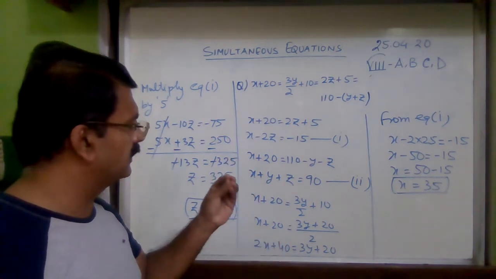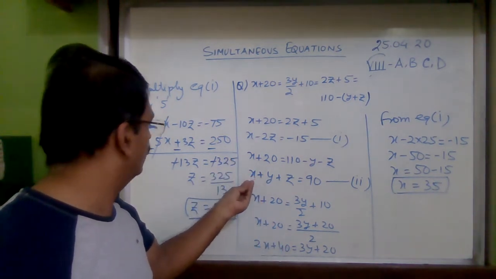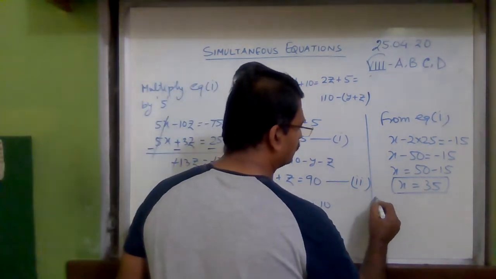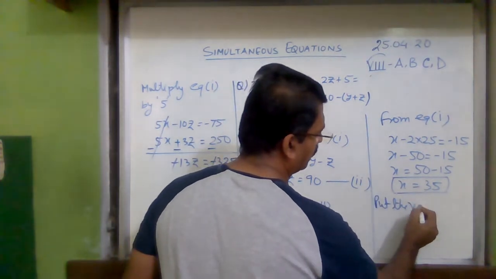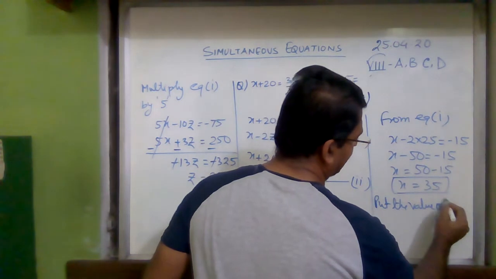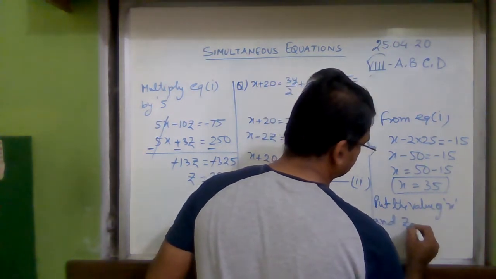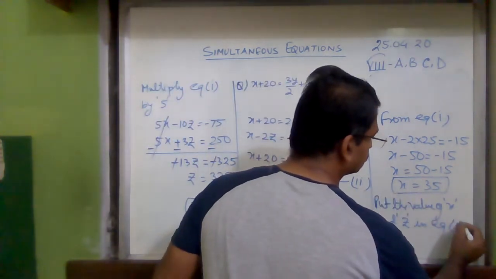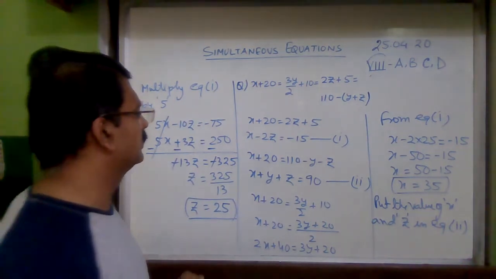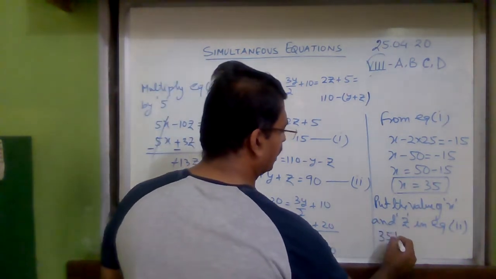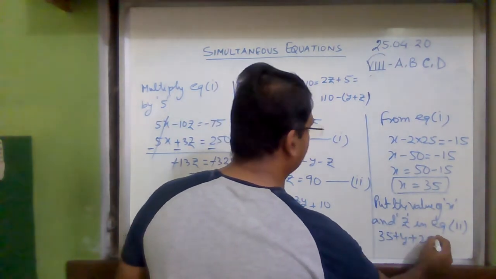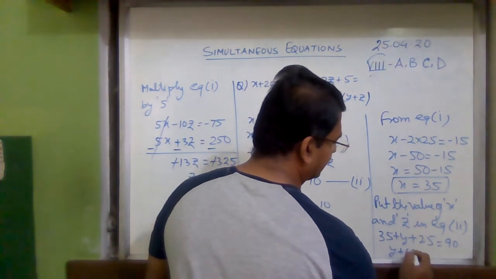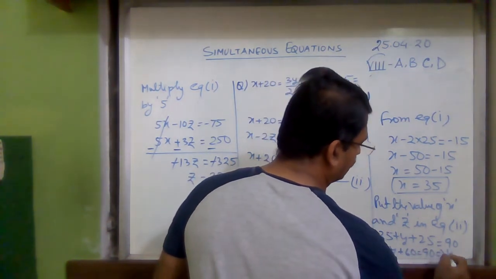So the most simple way is to put the value of x and z in equation number 2. Directly you will get y. Put the value of x and z in equation 2. That means 35 plus y plus 25 is equal to 90. So 35 plus 25 is 60. y plus 60 is equal to 90. So that gives you y is equal to 30.